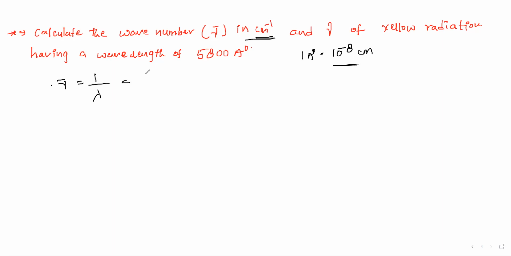If you substitute this one, 1 by 5800 into 10 to the power of minus 8 centimeters. Calculate it. Okay, let's see how much comes. And next, nu equals velocity into nu bar. The nu bar value has not come yet. And the velocity we know already is 3 into 10 to the power of 8 meter per second.